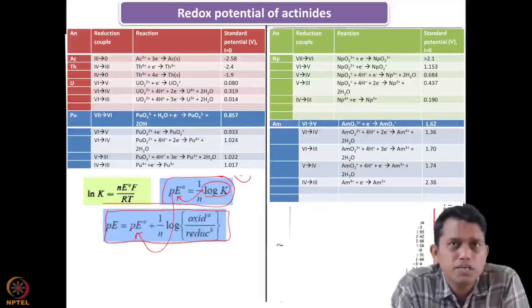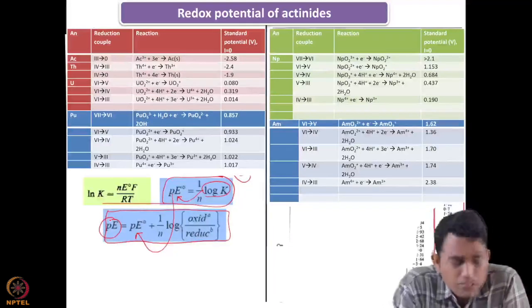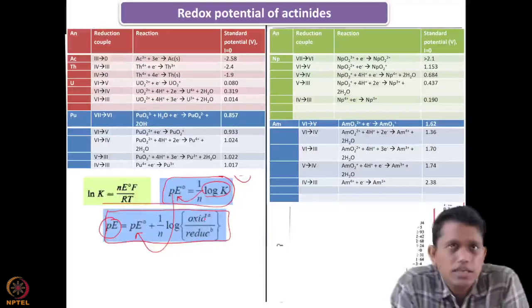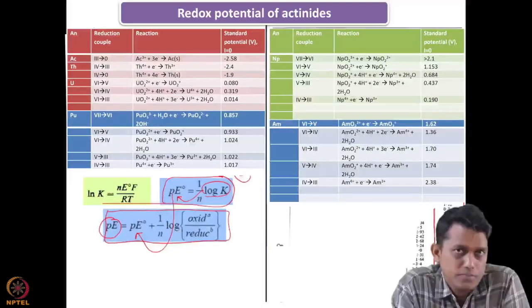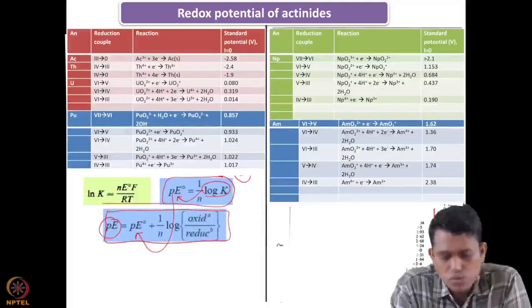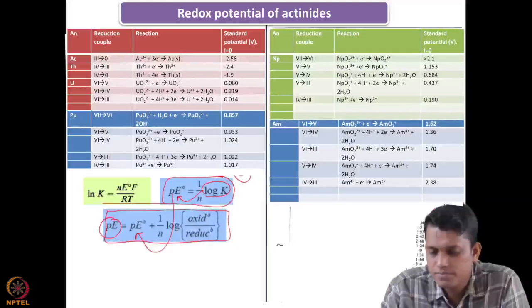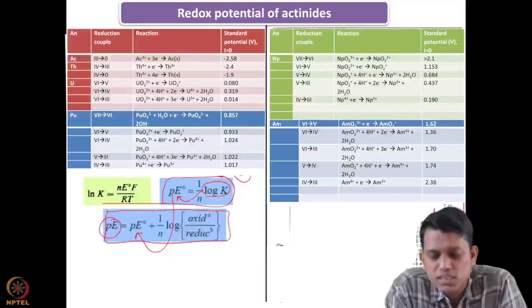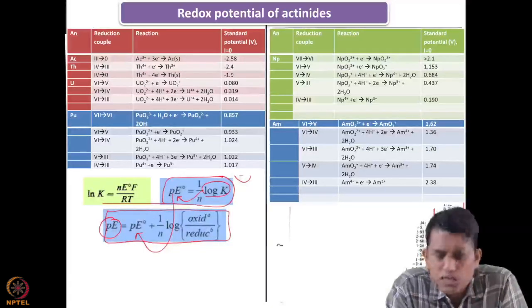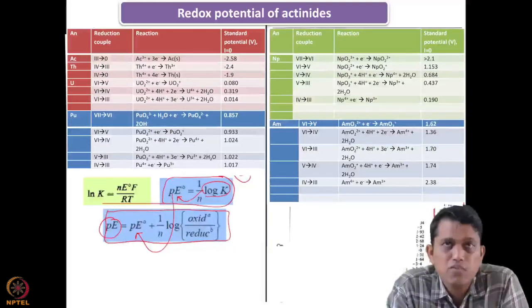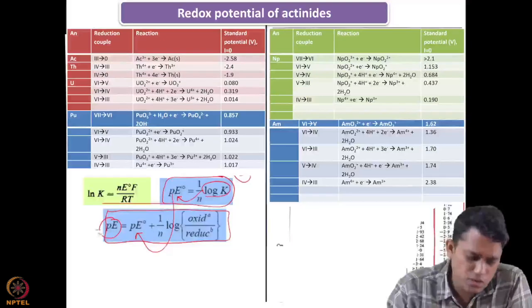And then from this pE naught, you can derive an equation between pE and pH, depending on the reactions. Suppose your reaction does not have any hydrogen in it, then obviously the pH term will not come into the picture. And similarly, if your equation does not have any electron term in it, then the pE term will not come into the picture. So suppose you take a reaction, suppose I take this one, in which both are there, you have a proton, you have an electron. So for such kinds of reactions you will get an equation which involves both pE as well as pH. So you just know the equilibrium, and you can easily draw the lines for the pH-pE diagram using this set of equations.